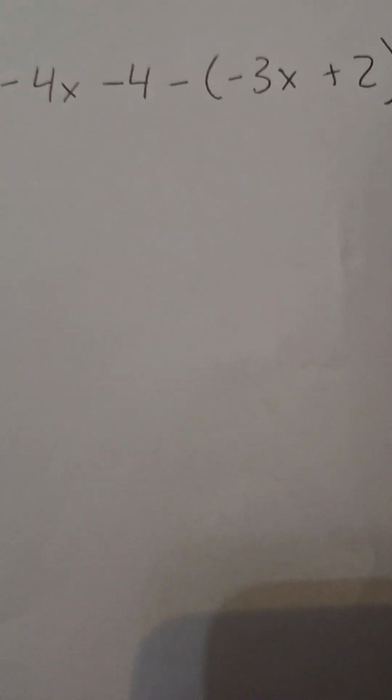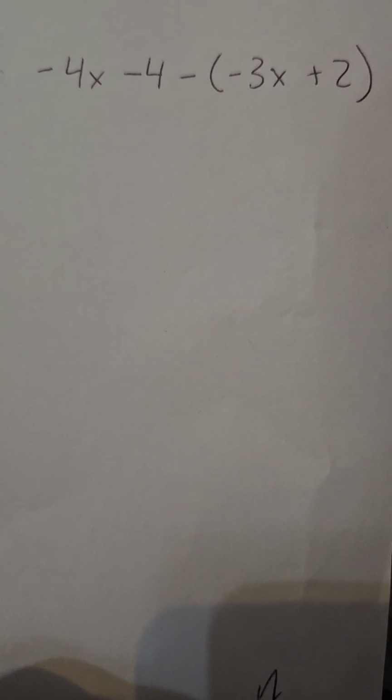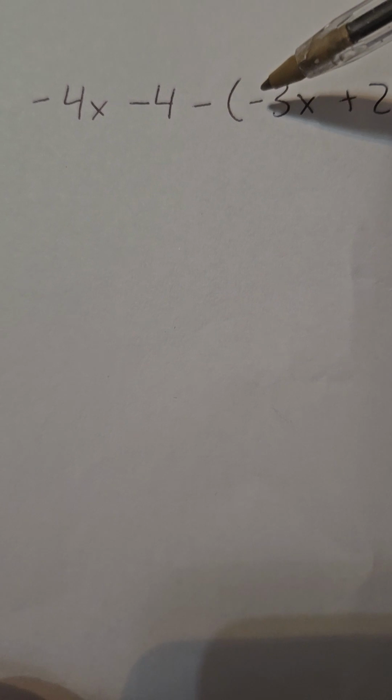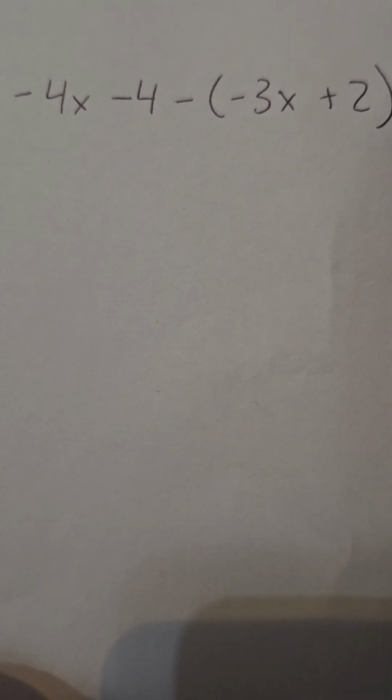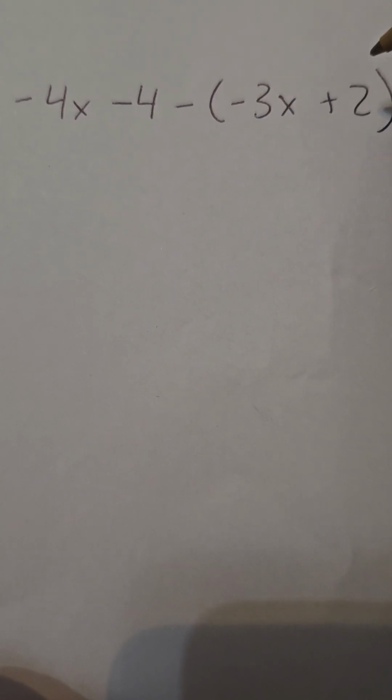All right, I'm going to go over how to solve this problem. This is the second problem in number 1 on the classwork today. So here we have a subtraction of a quantity, which is inside of the parentheses. And this gets confusing because we can't subtract everything that's in here.